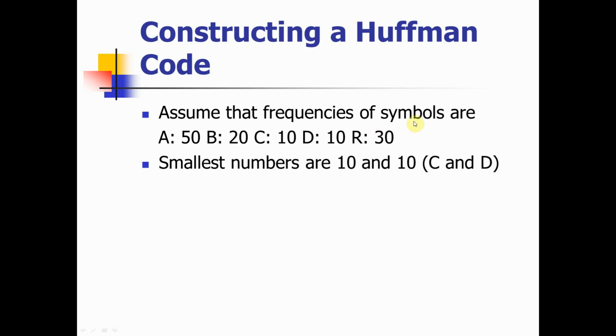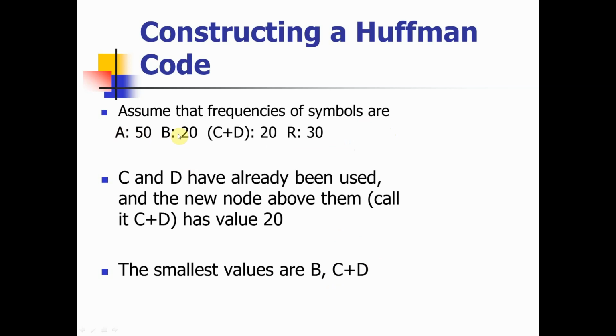Assume the frequencies of the symbols are 1, 2, 3, 4, 5, another 5 examples, and now they have different frequencies. The only difference is actually R. In this example, we find the 2 smallest elements, C and D, and put them together. Next, we have A, B, C plus D together, and R. The 2 smallest values are 20 and 20, so we put these nodes together.